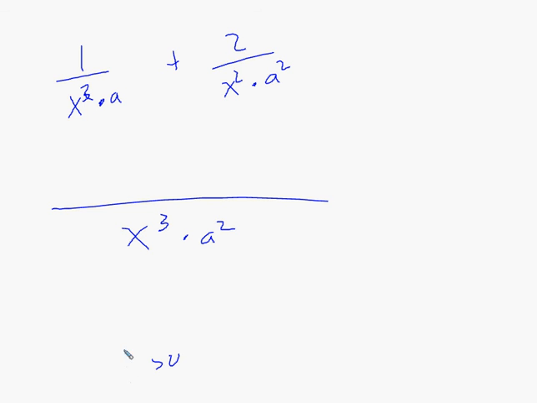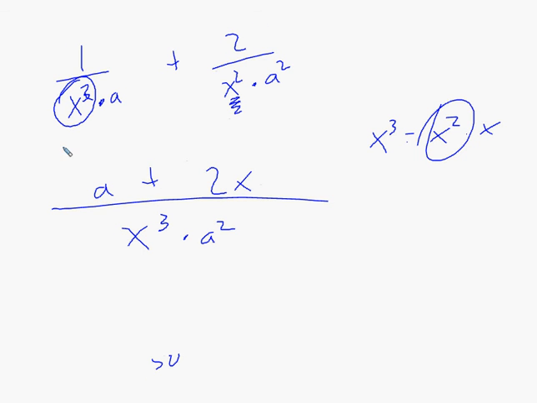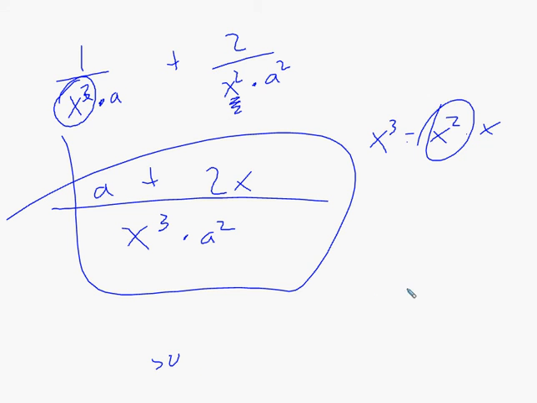I have 3 x's right here. Would you agree that includes an x squared? Yes, because I could rewrite x cubed as x squared times x. That includes the x squared. I have a squared, that would include the a. So what do I multiply that first numerator by? x squared times a. Plus, what would I multiply this one by? An x. Done. That would be the answer to that question.